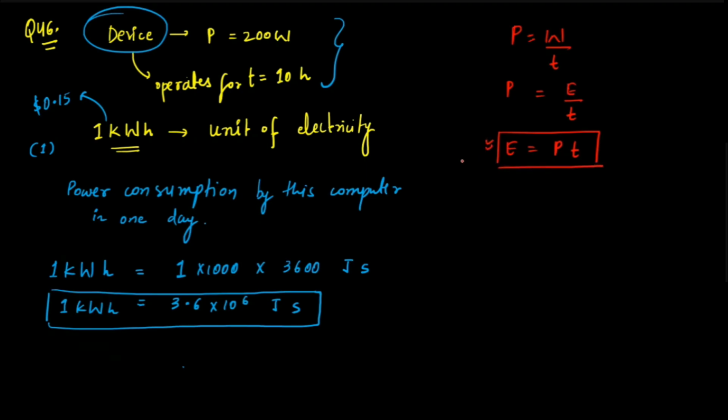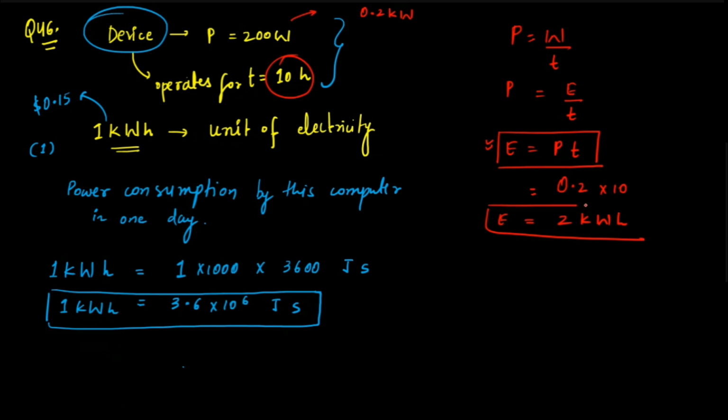So you simply have to calculate the energy. Power consumption is 200 watt. If you write it in kilowatt, it is going to be 0.2 kilowatt. It is operating for 10 hours, so it is going to be 0.2 times 10 hours, which is 2 kilowatt hour. This is the energy consumption for this particular computer in 1 day.